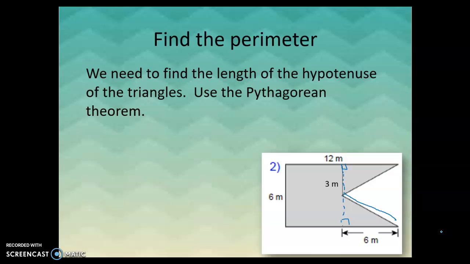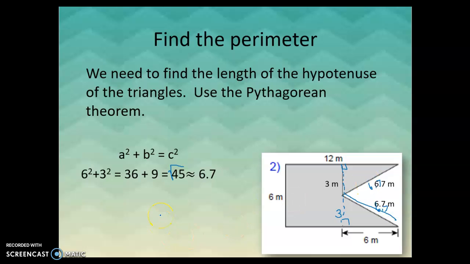Now, here's what we saw on the previous slide. A squared plus b squared is c squared. There's our Pythagorean theorem. We know that this side is 6 and this side is 3, so we can plug those in. 6 squared plus 3 squared gives us 36 plus 9. And that's going to be our c squared. So if we take the square root of that, we get approximately 6.7 for the length of those 2 sides.